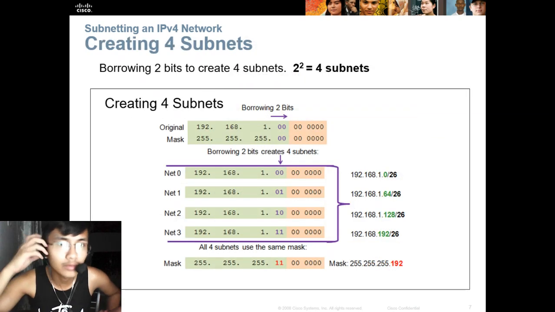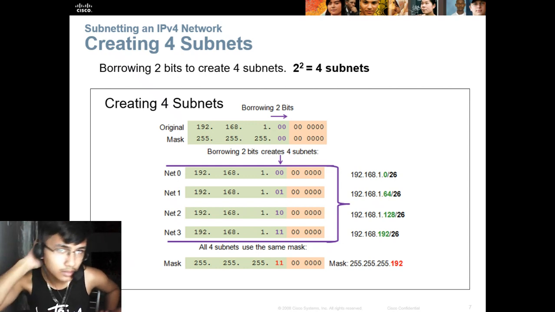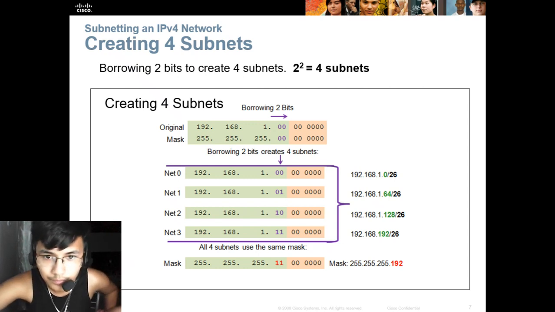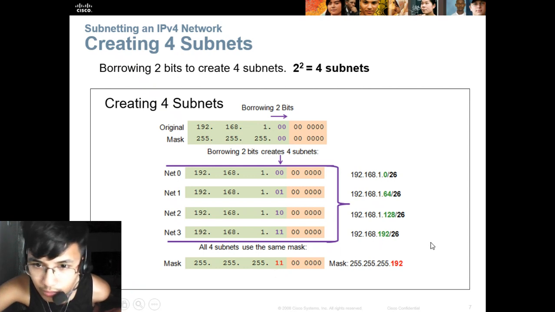Creating 4 subnets: borrowing 2 bits to create 4 subnets. 2 raised to 2 is equal to 4 subnets. After borrowing 2 bits, it then creates these 4 subnets, and they have the same subnet mask.